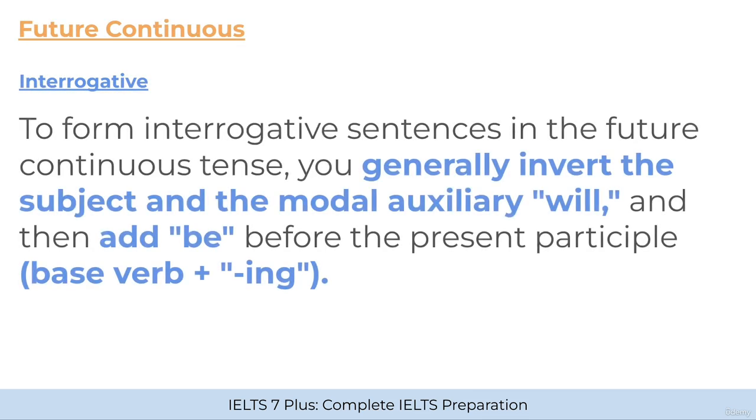Interrogatives then. What do we do here? Well, we want to invert the subject and the modal auxiliary will, just like in future simple. But then we need to add be, and then we need to follow it with the present participle. So there's a few more steps here, but you start off the same, you just put will before the subject.